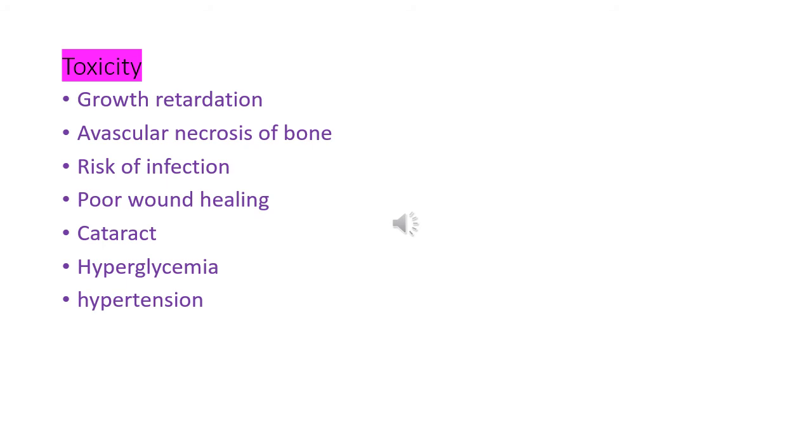Toxicity: growth retardation, avascular necrosis of bone, risk of infection, poor wound healing, cataract, hyperglycemia, hypertension. All are toxicities.